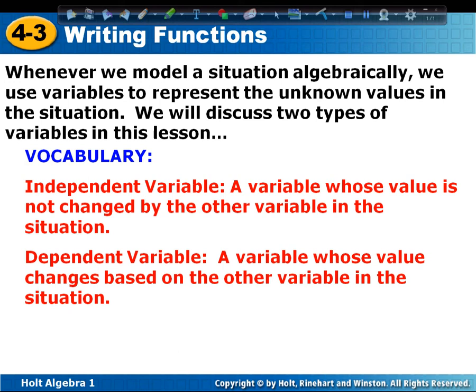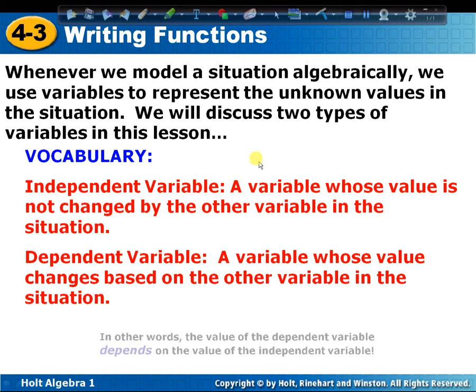An independent variable is a variable whose value is not changed by the other variable. So no matter what, the independent variable stands alone. It is what it is. The dependent variable changes dependent upon what happens with the independent variable. So the dependent variable depends upon the independent one.